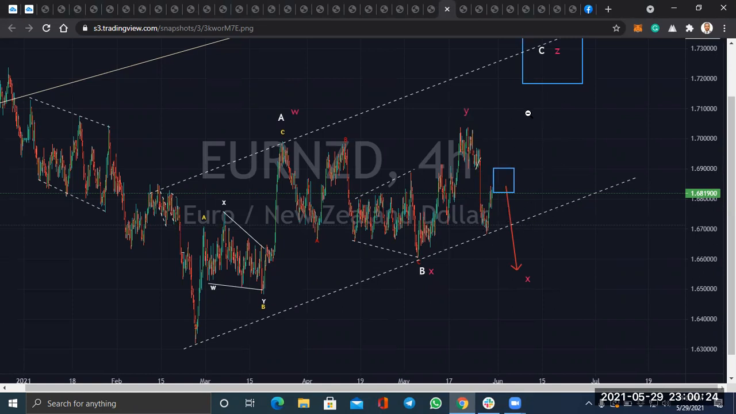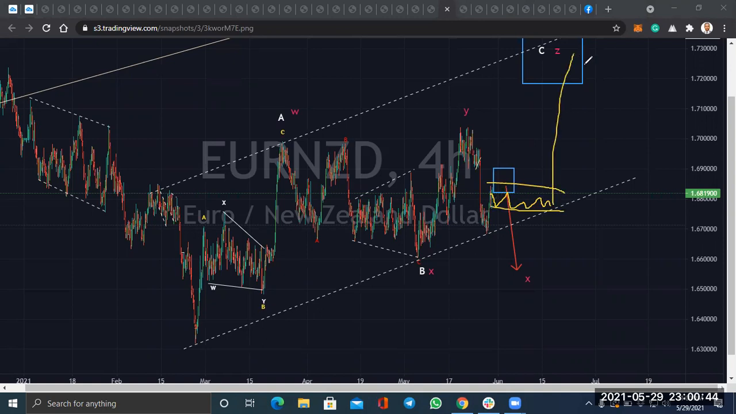In my own case, any price movement in this area, if I get a move like this, then I can see a reason to buy from here to this place. But if I get a sharp move, better, because from here I will look for buy. So these are the two things that are going to happen.